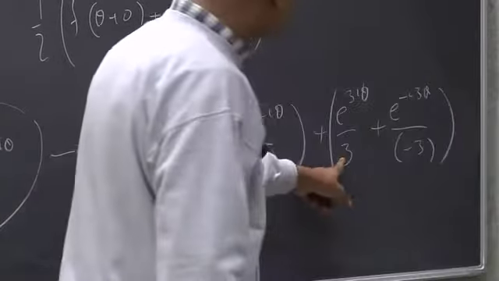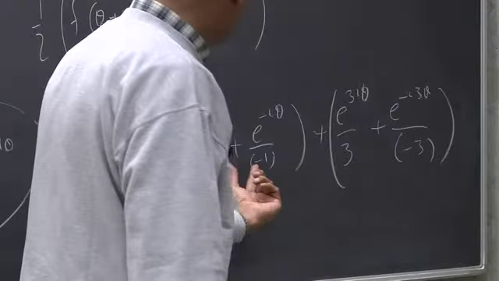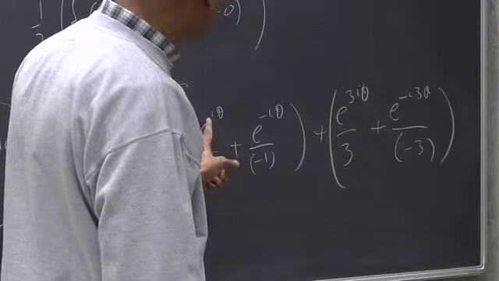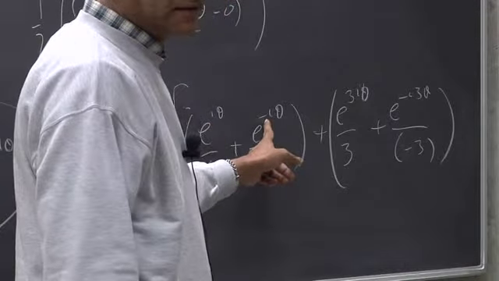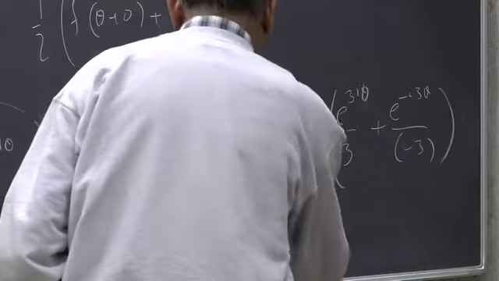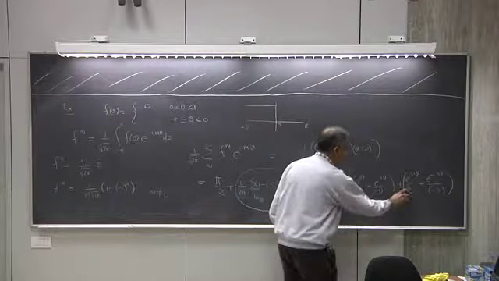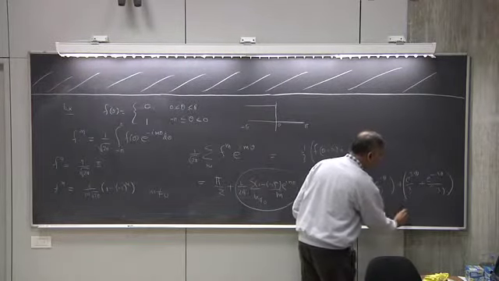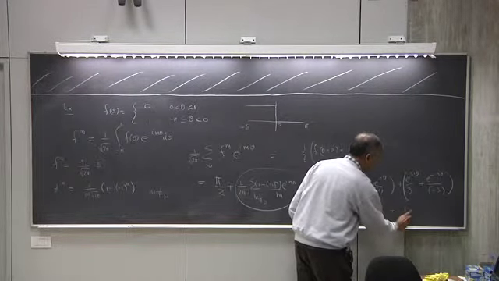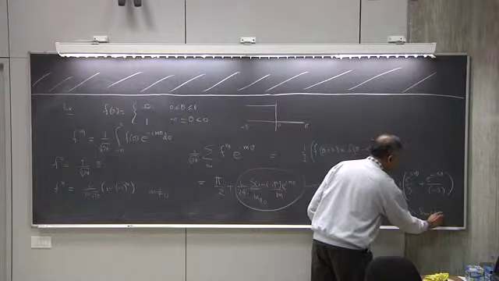This is m equal to 3 and that's m equal to minus 3 and so on. But then you see that there's a minus sign here. So this gives you e to the i theta minus e to the minus i theta, which is 2i sine theta. So this is nothing else but 2i sine theta. This guy is again 1/3 times 2i sine 3 theta, etc. Right?